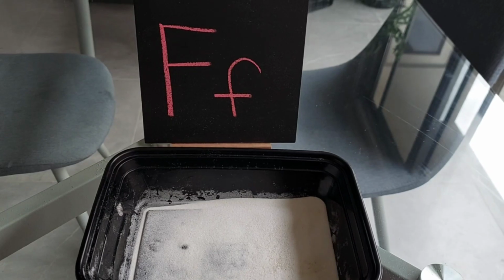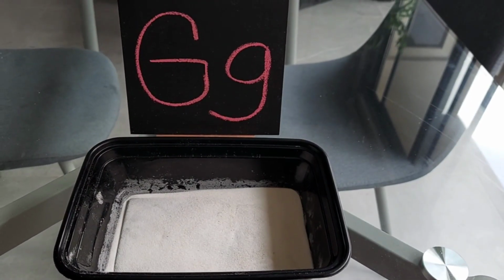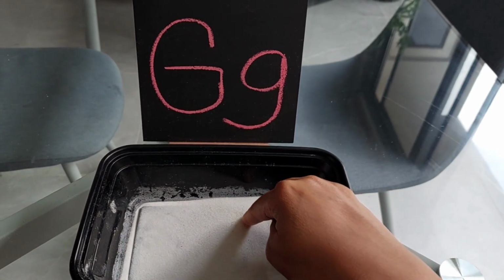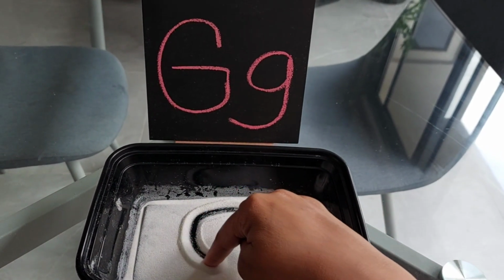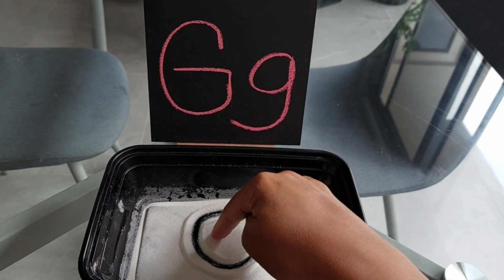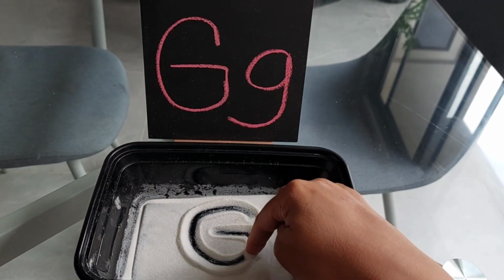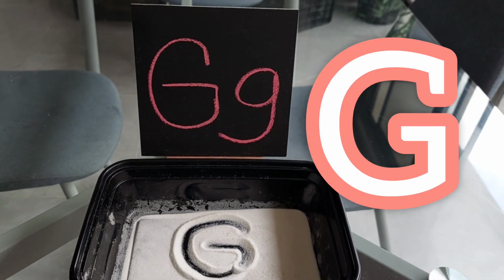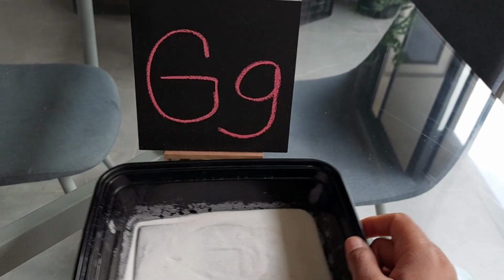Now let's learn how to write the letter G. To write an uppercase G, we're going to start at the top. We're going to go around and make a half a circle. And then start in the middle, do a straight line across. And that's how you write an uppercase G. Awesome, guys. Let's shake it out.